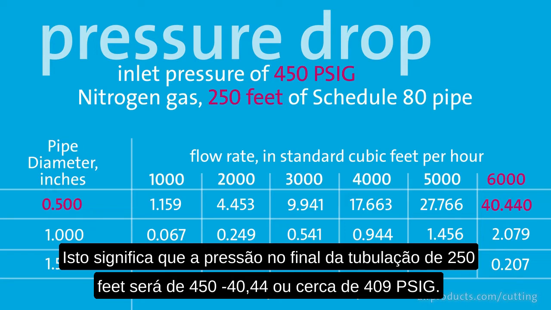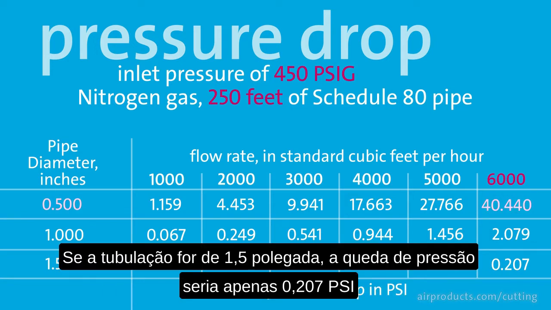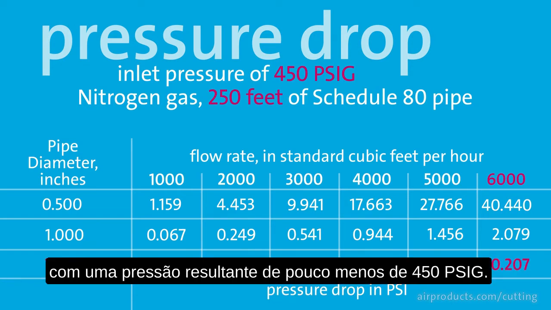or about 409 psig. If instead the house line was 1.5 inch, the pressure drop would only be 0.207 psi, with a resultant downstream pressure of just under 450 psig.